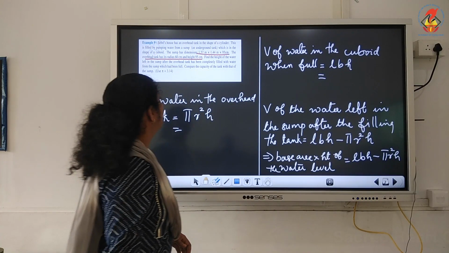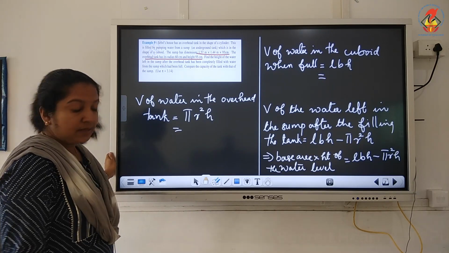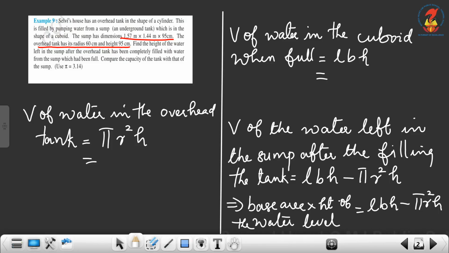Example 9. The question is this: Selvi's house has an overhead tank in the shape of a cylinder. This is filled by pumping water from a sump, an underground tank which is in the shape of a cuboid. The sump has dimensions 1.57 meter by 1.44 meter by 95 centimeter. The overhead tank has its radius 60 centimeter and height 95 centimeter.